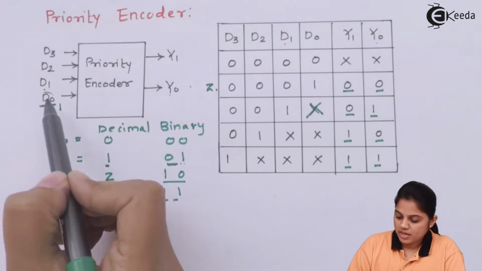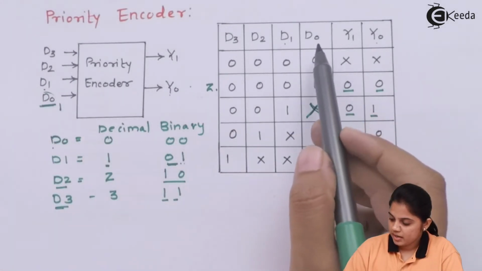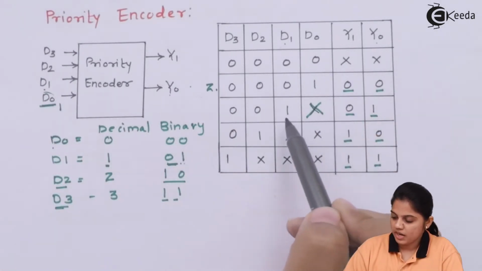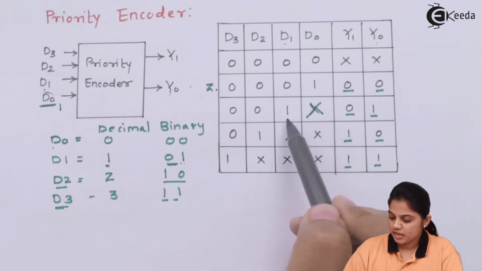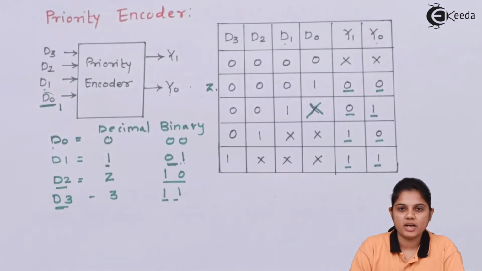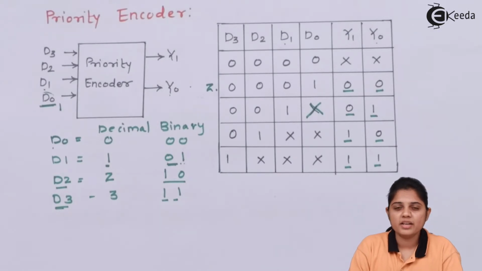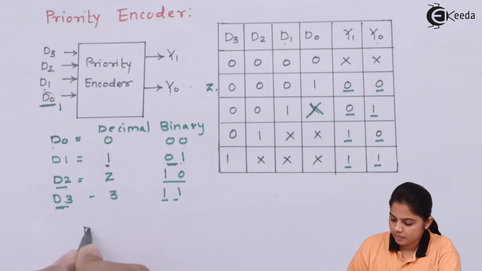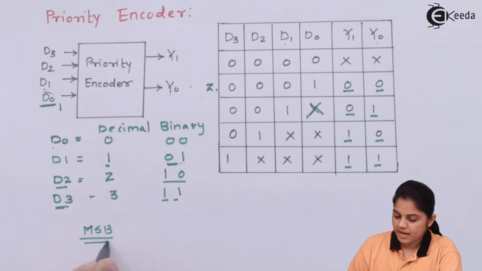Now here you can see how the priority works. Now what if D0 is also 1 and D1 is also 1? Which one can be taken as the priority if both are having value 1? Then according to this, the higher value, that means the MSB, can be taken as the priority.